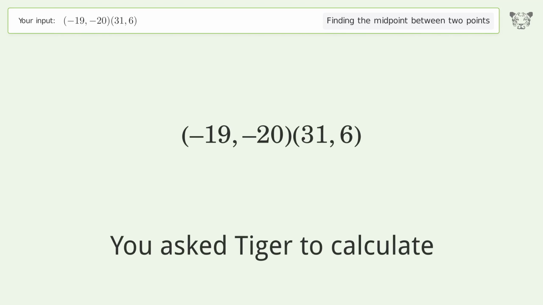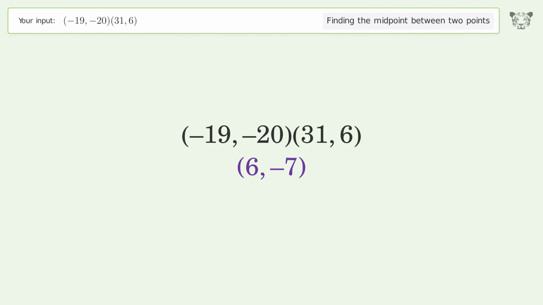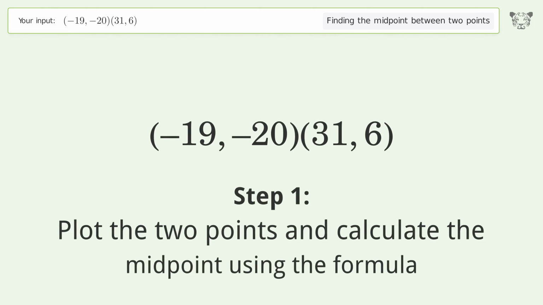You ask Tiger to calculate. This deals with finding the midpoint between 2 points. The midpoint between the 2 points is 6, -7. Let's solve it step by step. Plot the 2 points and calculate the midpoint using the formula.